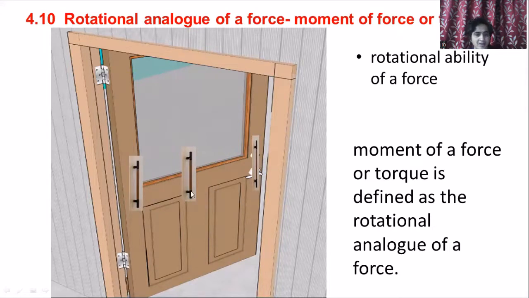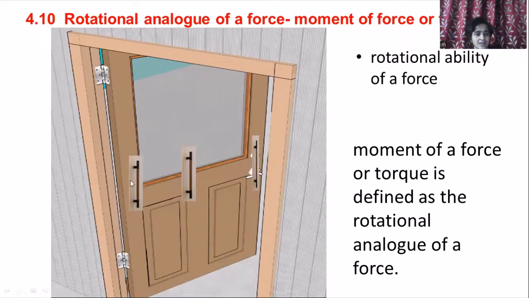समजा हे दुसरं हँडल आपण वापरलं, which is nearer to the axis of rotation. This is the axis of rotation. Which is nearer to the axis of rotation. What do we find out? थोडं डिफिकल्ट जातं. इथे हँडल असणं योग्य नाही वाटत, इथेच वाटतं. इथे असलेलं लांब असलेलं हँडल धरून ओढणं सोपं वाटतं.